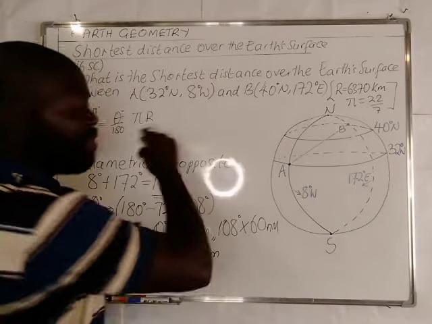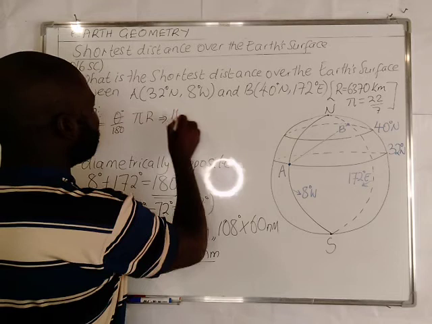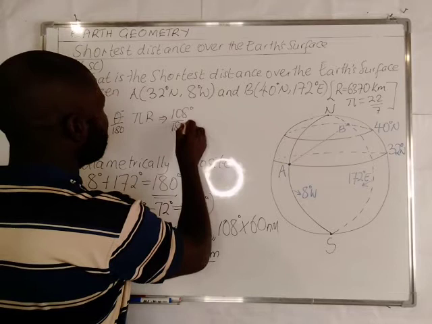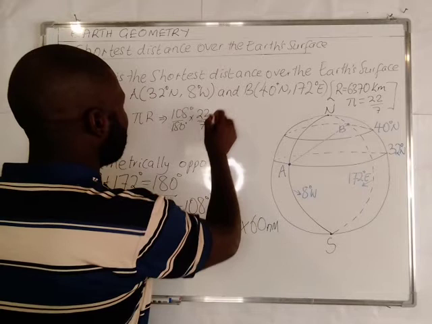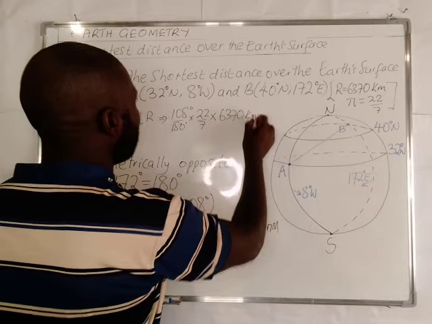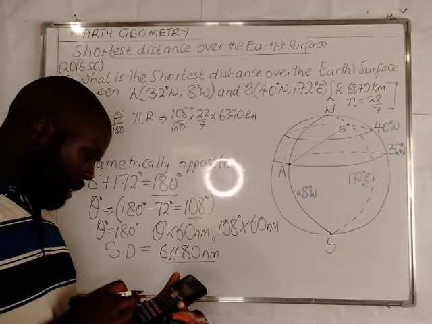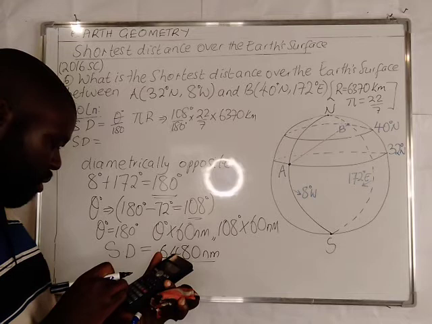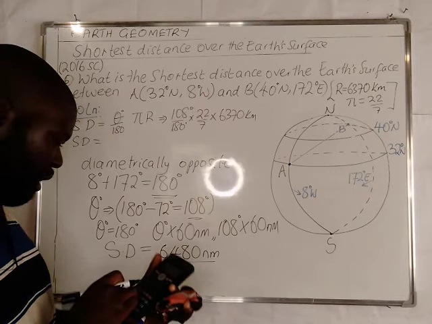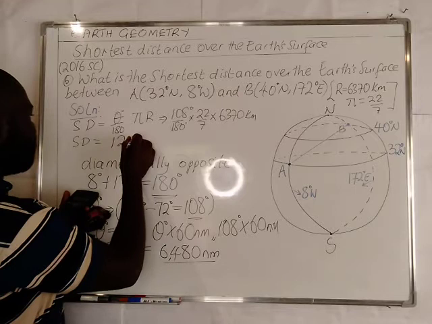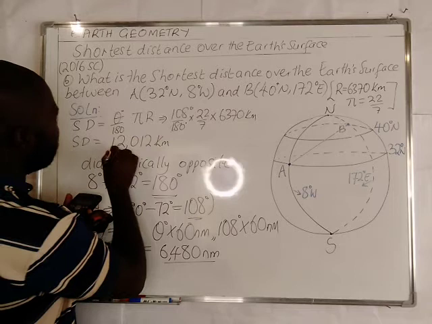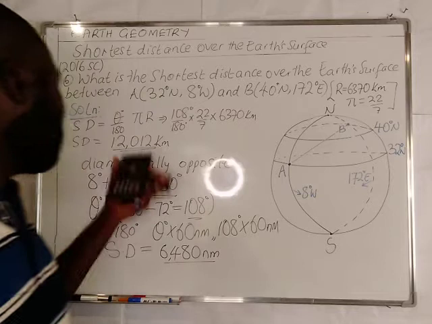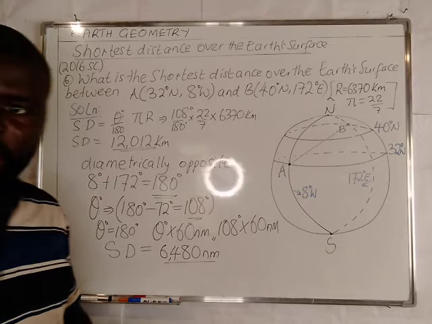Now our theta, we have 108 over 180 times pi. We could use the pi that we are given, times R, 6,370 kilometers. Then our shortest distance will be 108 over 180 times 22 over 7 times 6,370. This is giving us 12,012 kilometers. So this is our shortest distance now in kilometers.